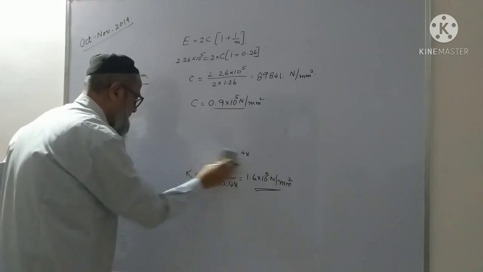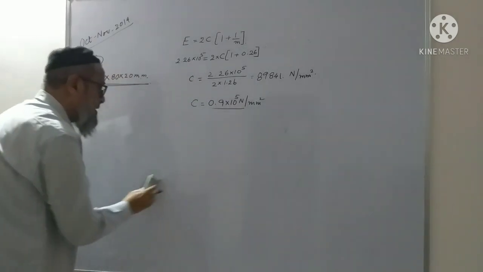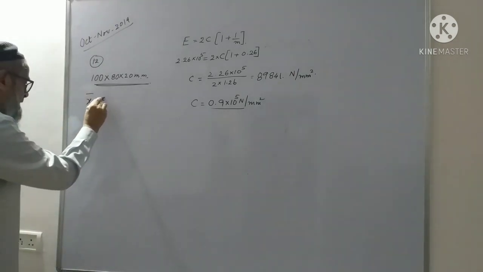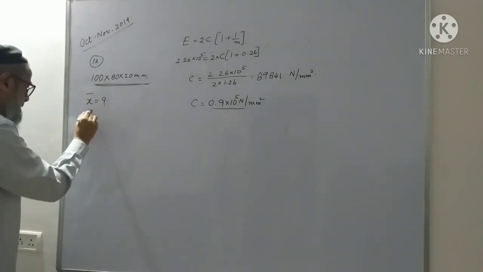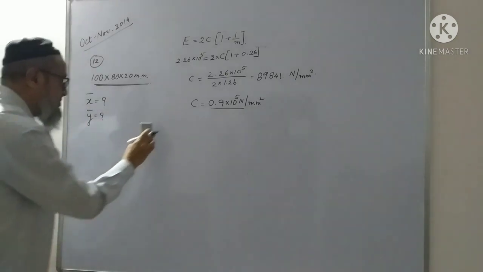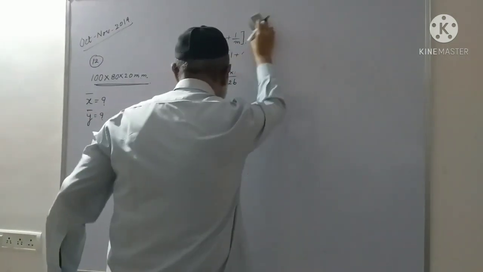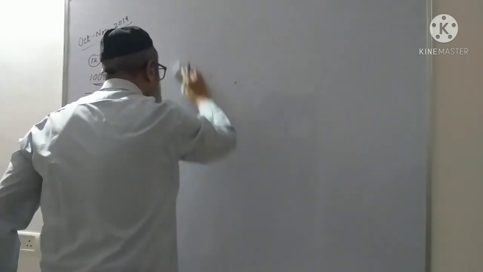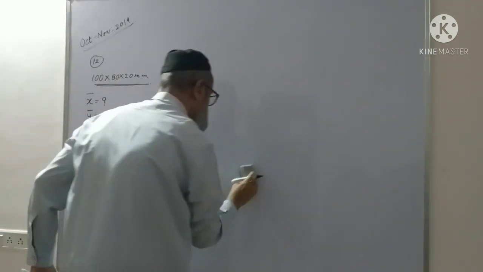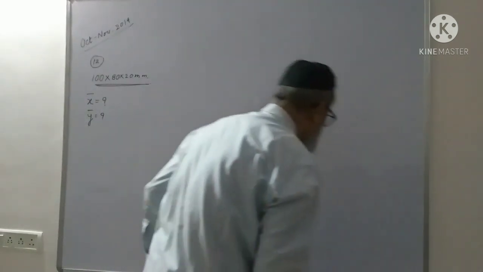What we have to find out is the center of gravity. That means we have to find x bar and y bar, that is, the coordinates of the point which is the center of gravity of that given section. Here, first you draw a rough sketch of the angle section. The angle section will be like this.